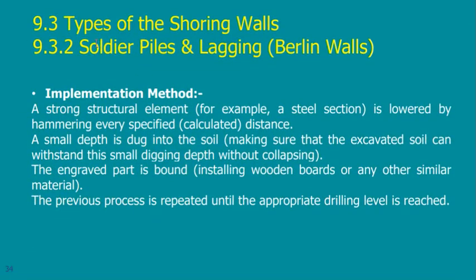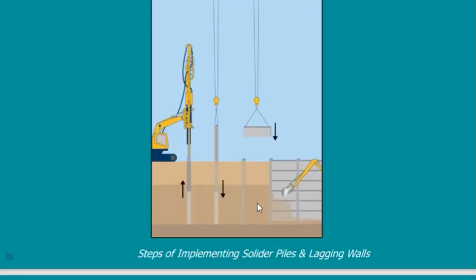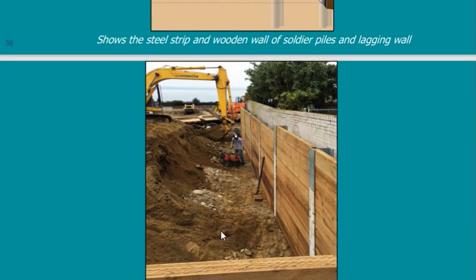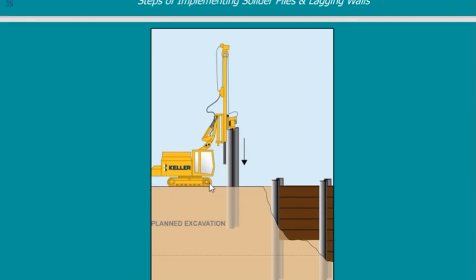There is another type called soldier pile and lagging. What is soldier pile and lagging? This is a description of it. Let's see first a photo of it. You see these steel sections? What I need to do is that I go from the ground surface. Here, I'm standing on the ground surface. I drill a hole, like a borehole.